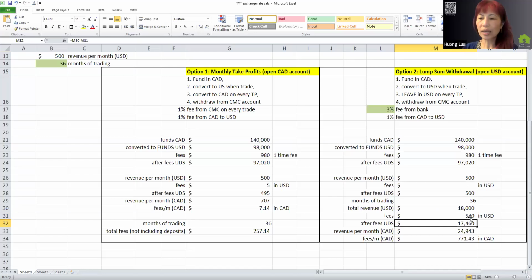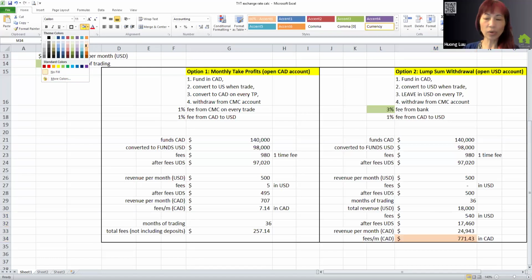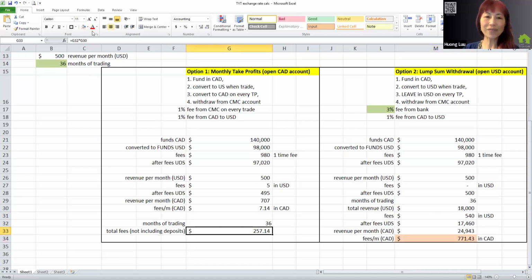We convert that to Canadian. Then our Canadian fees during that 3-year time frame is $771. Now compare the two numbers. This 771, I'm going to choose a different color here, let's go with orange, compared to 257, because this 257 is also after 3 years. You can see it's $500 that we're talking about, at 520 bucks. So not a big deal in the whole scheme of things, but it does affect your ROI.